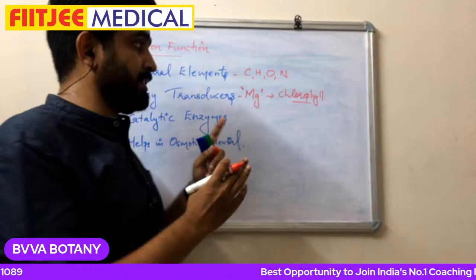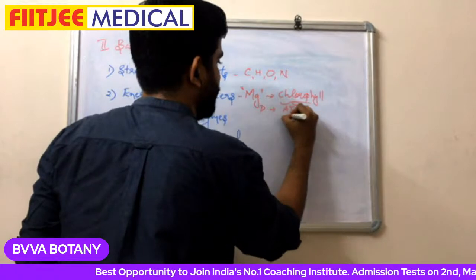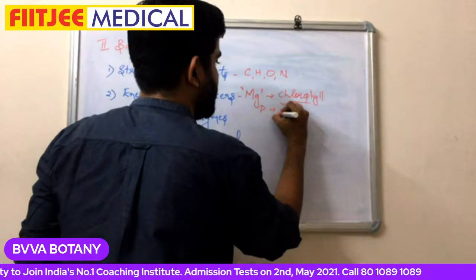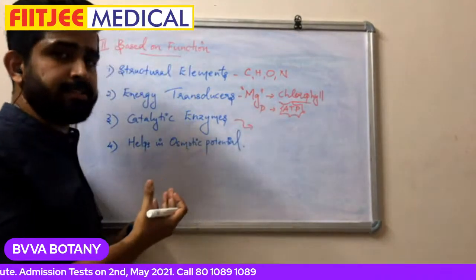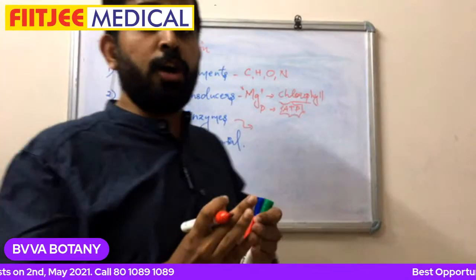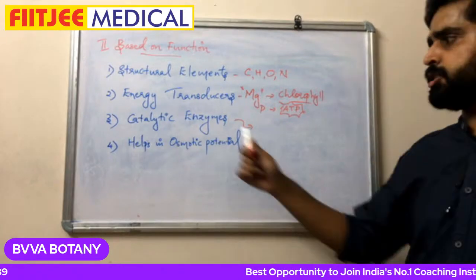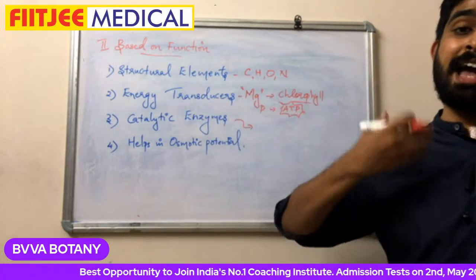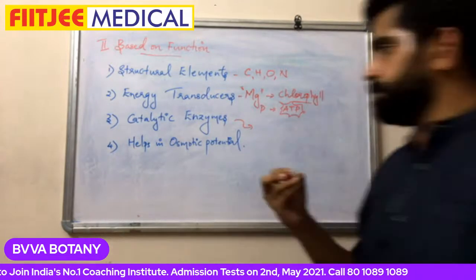Another example is phosphorus, which is part of ATP. What is the full form of ATP? Adenosine triphosphate, where the phosphate group contains phosphorus. Next, catalytic enzymes. What do you mean by catalysis? Any compound that speeds up the rate of a reaction without being consumed in it. So there are some enzymes which have activators, which are nothing but our nutrients. Magnesium.